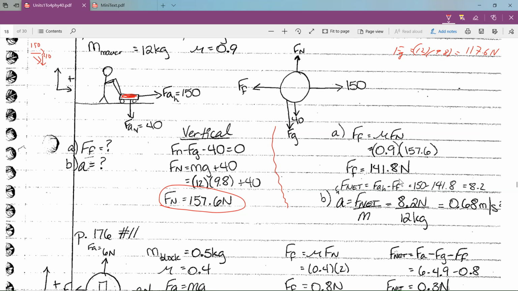Now, your acceleration. Well, my net force, I've got 150 to the right, and I've got friction opposing it. If friction is more than 150, then you ain't going anywhere. But it wasn't. It was 141.8.